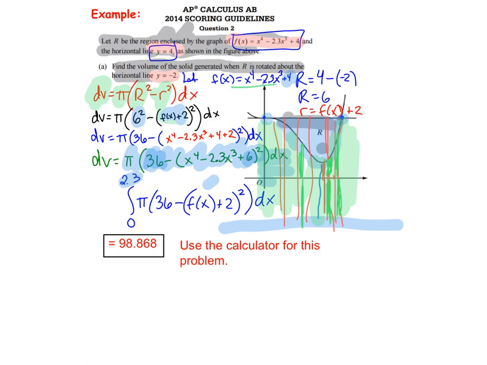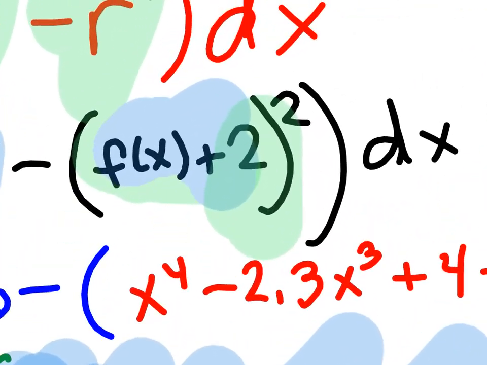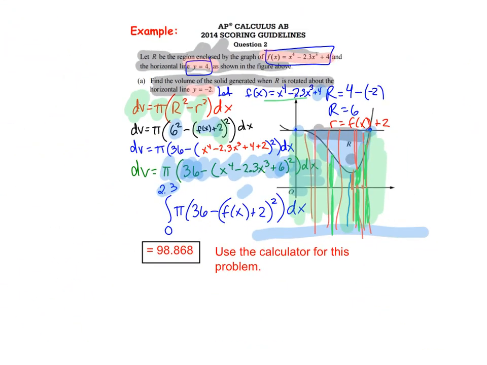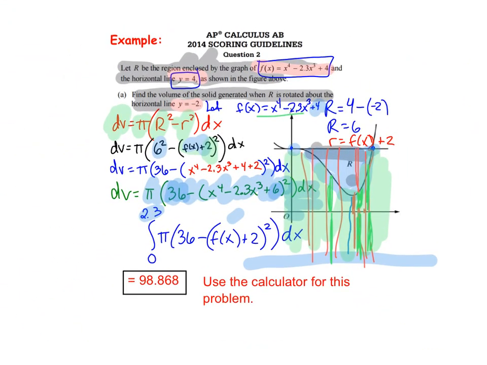When you have two functions, you have a washer method. The fact that it wasn't rotated around the x or y axis is the reason why we had to worry about that plus 2 right there. So it's not overall a hard problem. Just integrating this one ended up being hard because when you square this bad boy, that's going to be a large thing to deal with. Let's move on.